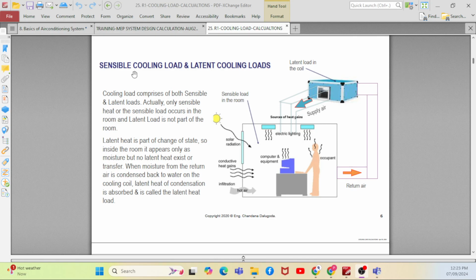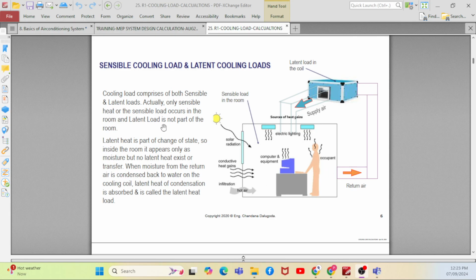This is a sensible cooling load and latent cooling load. So we are going to calculate the sensible cooling load and latent cooling load. When you go to the HAP calculation report, you can calculate the total. There is a table. It will estimate the total sensible load in that particular space, and also the latent cooling load in that particular space. We can see it when we complete the HAP calculations.